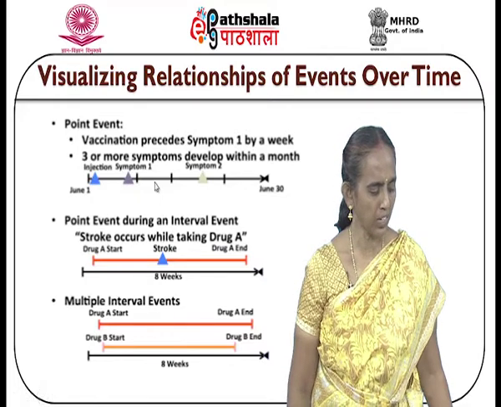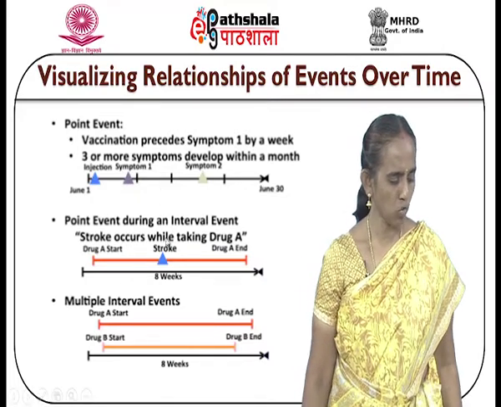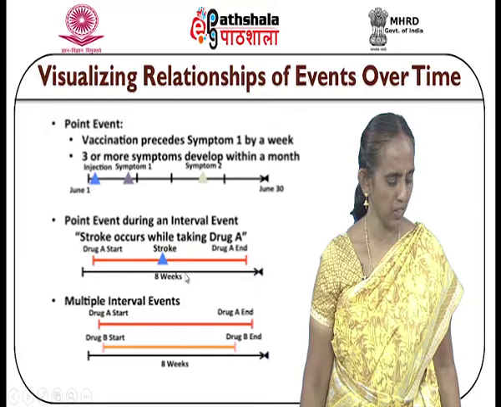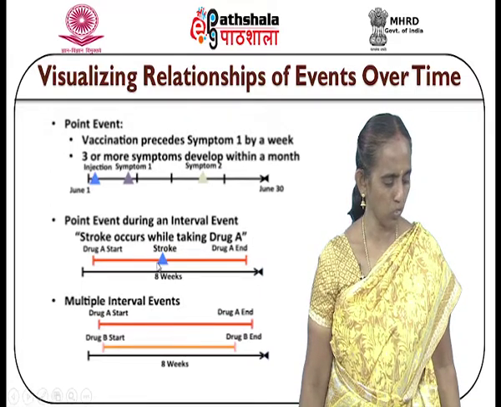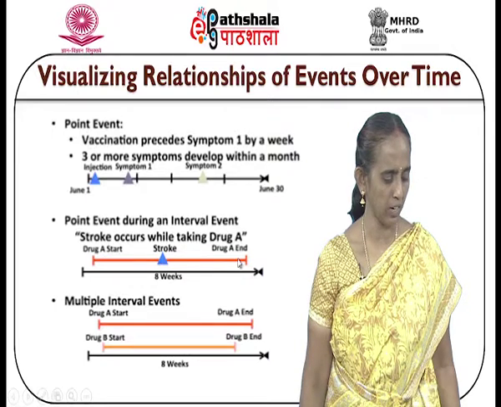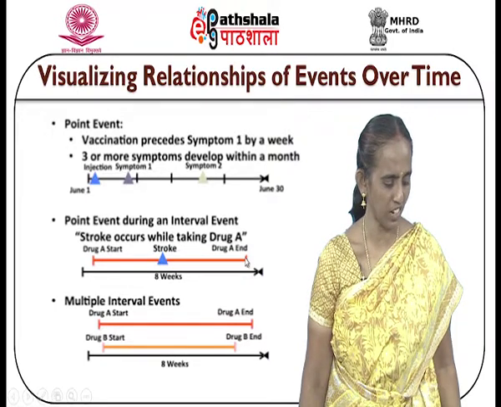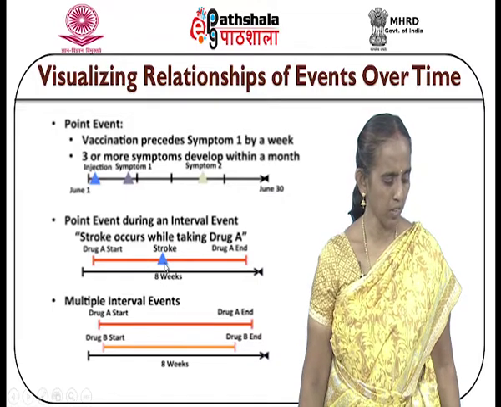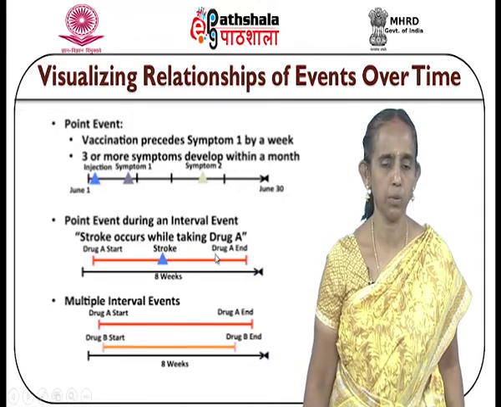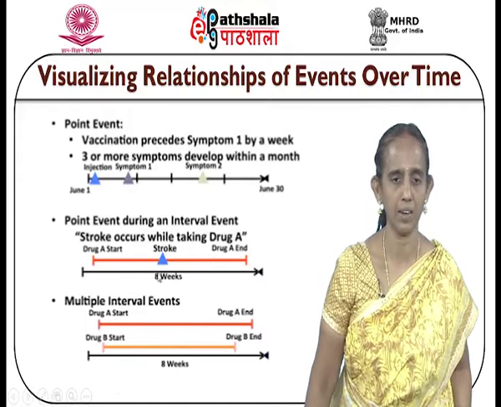Similarly, the point event during an interval event, stroke occurs while taking drug A. So here we can see, within an 8 weeks time period, you have the stroke, the drug A has been started, and drug A is the end time at which the drug has been ended, and in between we can see the stroke occurs, which tells that the stroke has occurred within the time the drug has been taken.